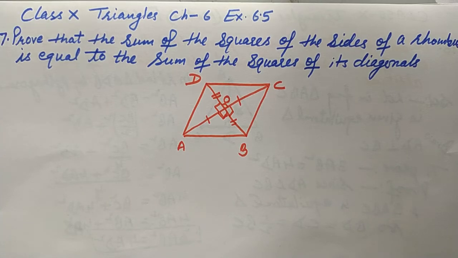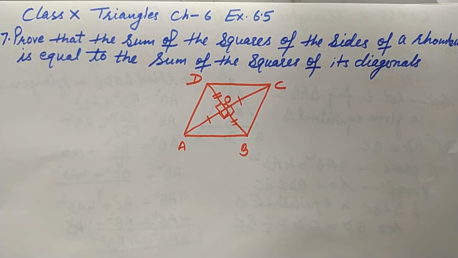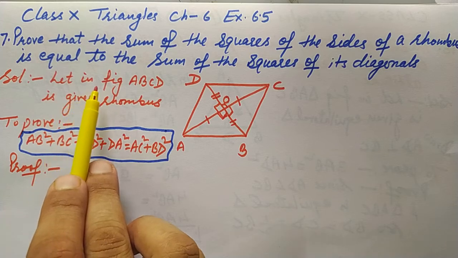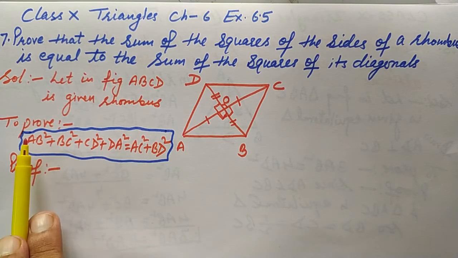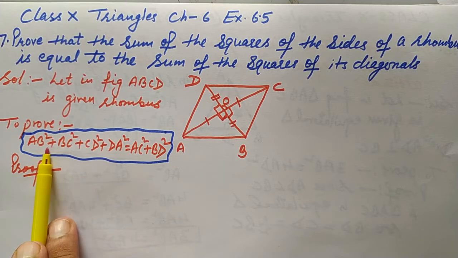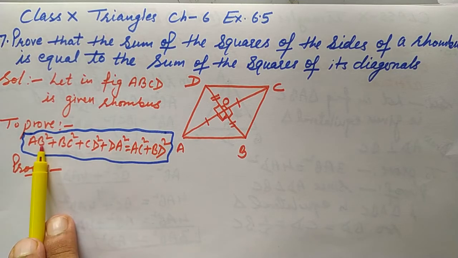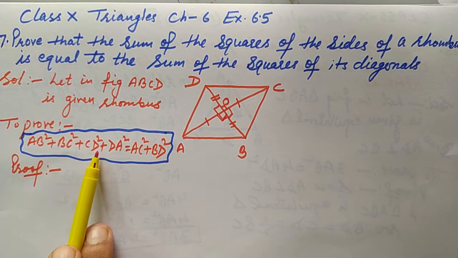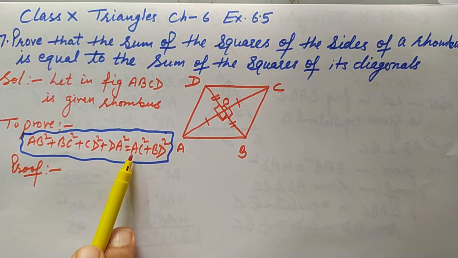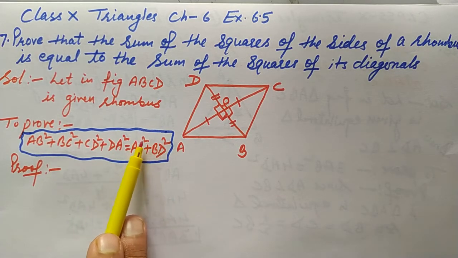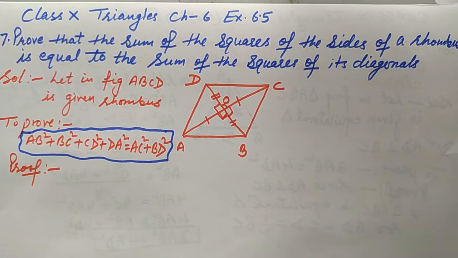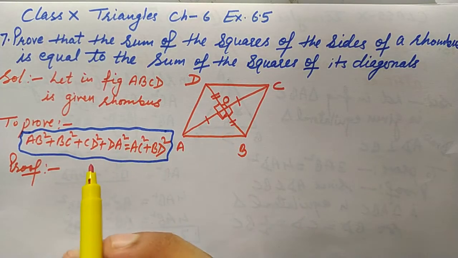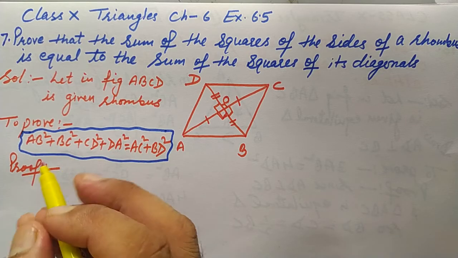First of all, we will write the given. Let ABCD be a given rhombus, right? We have to prove that the sum of the squares of the sides, that is AB square plus BC square plus CD square plus DA square, is equal to the sum of the squares of its diagonals, that is AC square plus BD square. This thing we have to prove. And now we'll first write the properties of this rhombus.